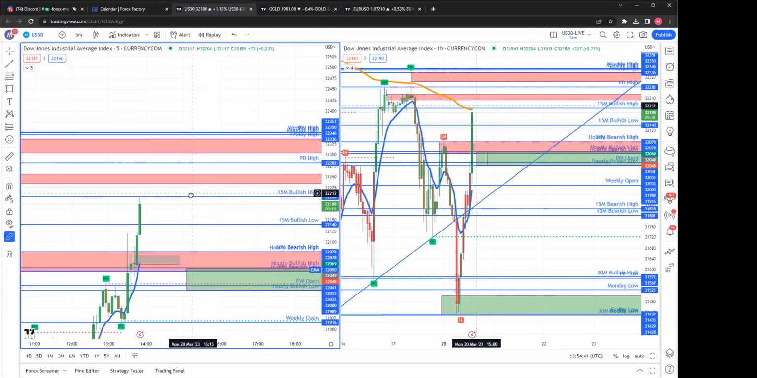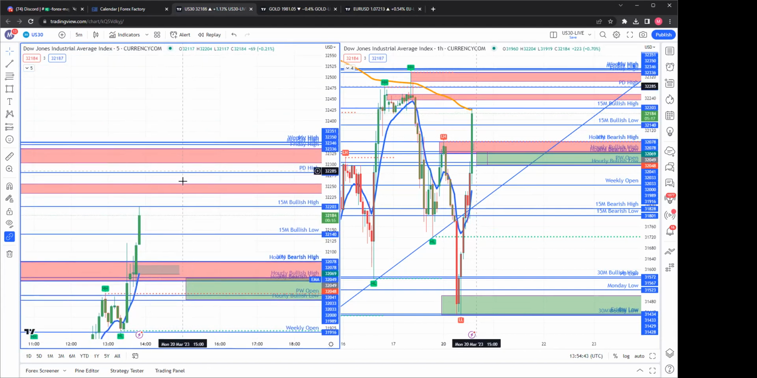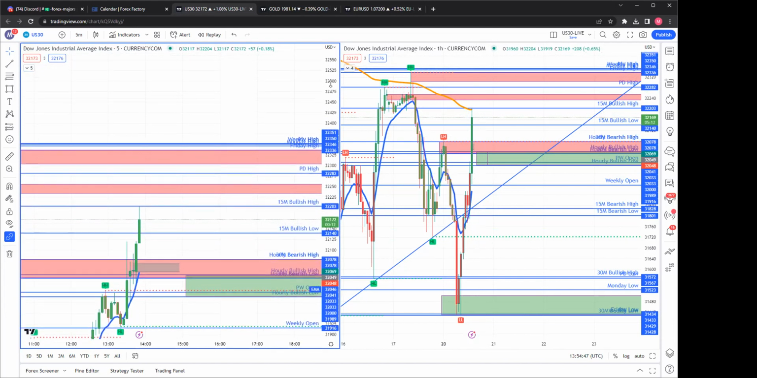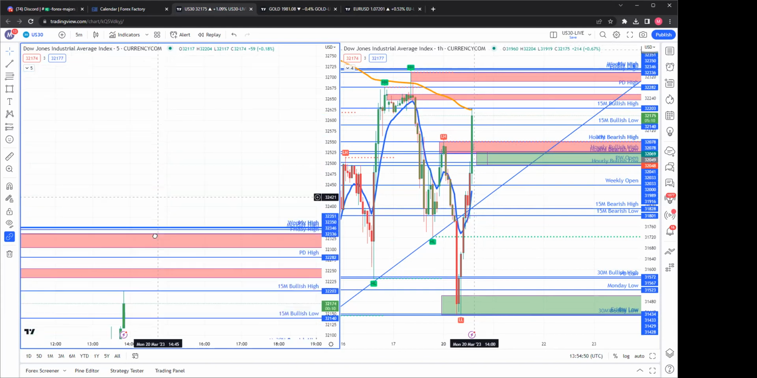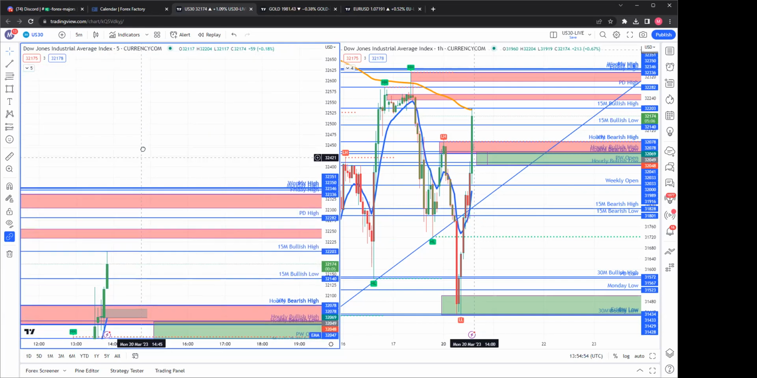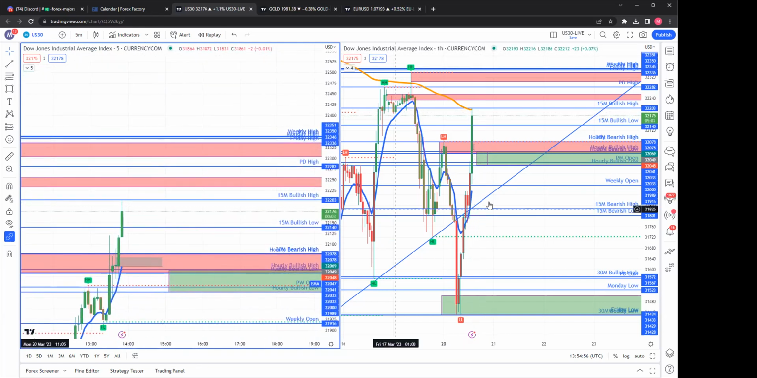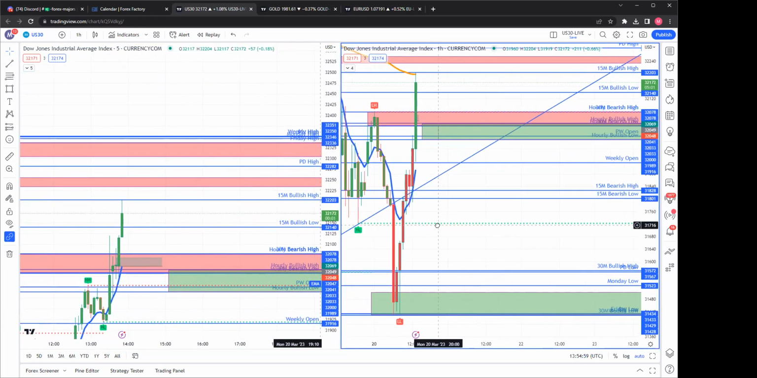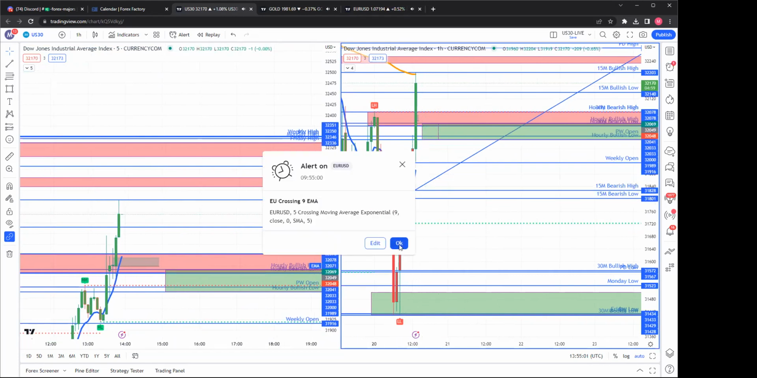This is a 20 pip zone. You can get stopped out by one 1 minute candle. And I'm pretty sure this is like a 40 pip zone. So if US 30 breaks here, we don't have anything stopping US 30 from shooting all the way up. So right now, on the hourly, price closed above the 9 EMA.